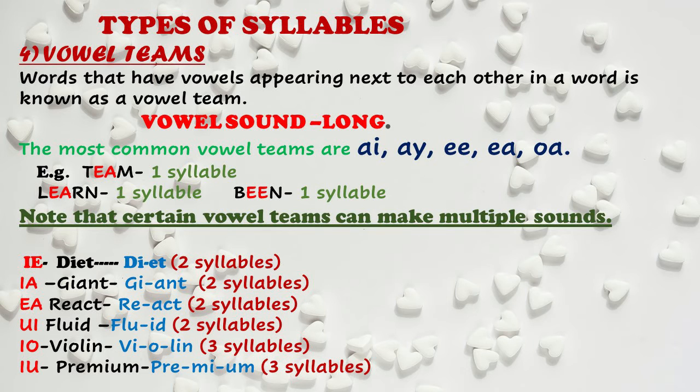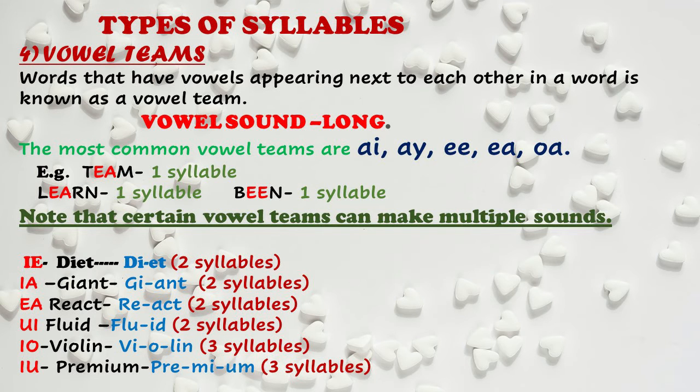All right. The next vowel team combination that we have is the IU, and the word is premium. All right, you can hear all the vowel sounds here in this word. We can divide the word into three syllables, pre, mi, um, so you can hear the E sound, the I sound, and the U sound.